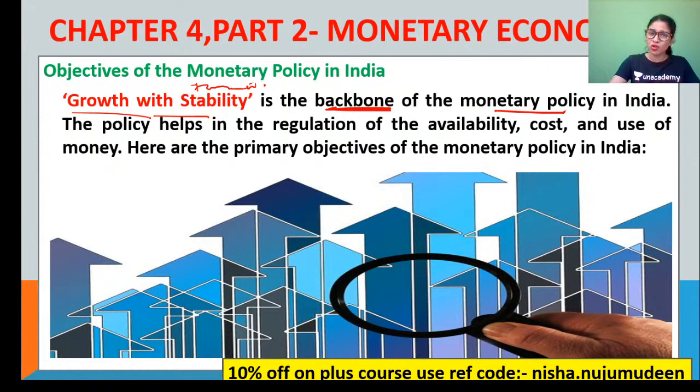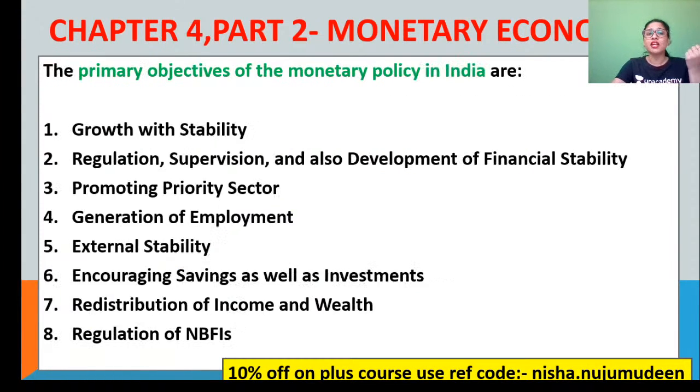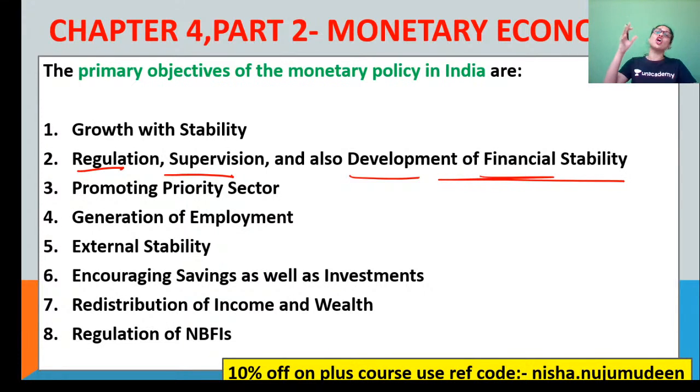Right? So now, what are the most important, or primary, objectives of monetary policy? Any idea? Point number 1, here it goes: growth with stability, as I told you. Next is regulation, supervision, and also development of financial stability. Very true, because as far as an economy is concerned, you may have money, the economy will have investment going on, etc., etc.